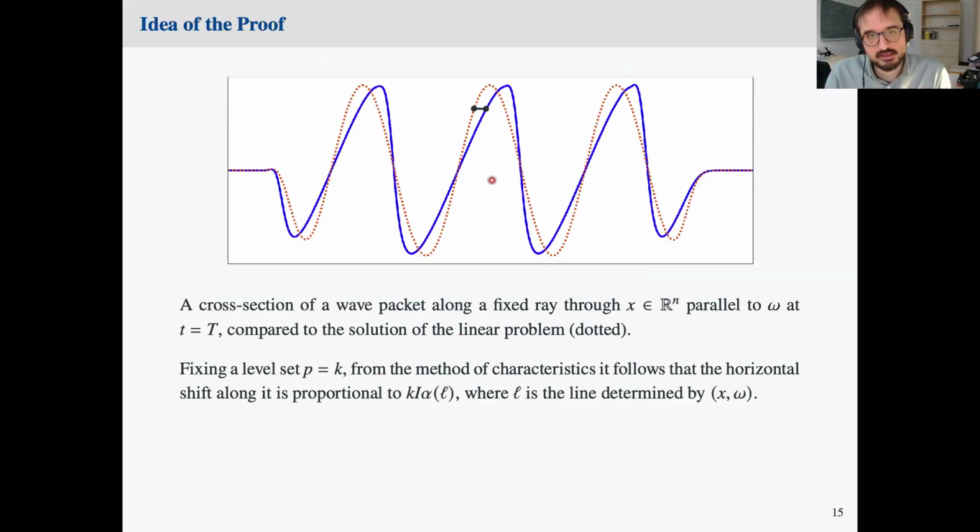So here the idea is that you can compare a wave packet corresponding to the nonlinear equation with a wave packet corresponding to the linear equation, so with the nonlinearity being equal to 0. And it turns out that the horizontal shift is actually proportional to the X-ray transform. So this is how you extract the X-ray transform from this information.